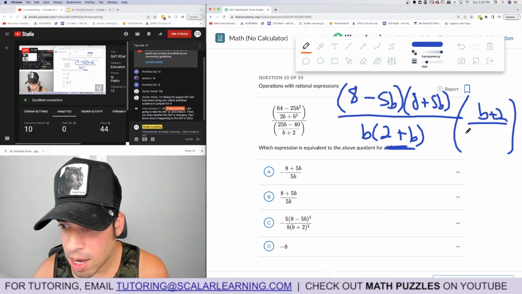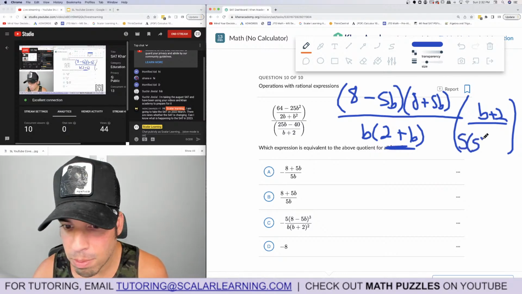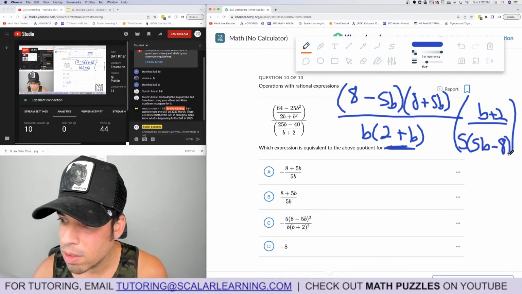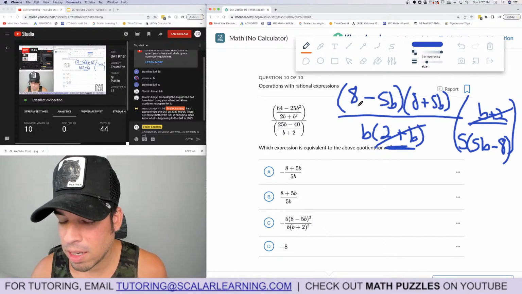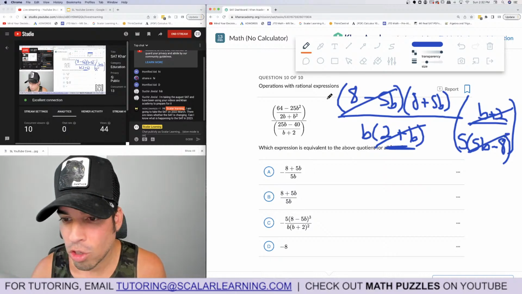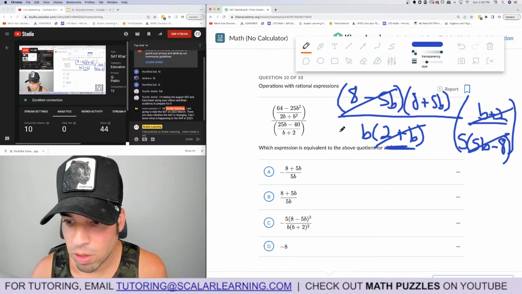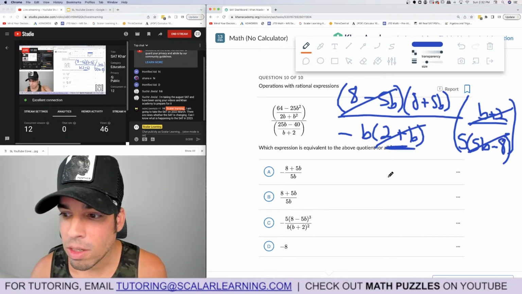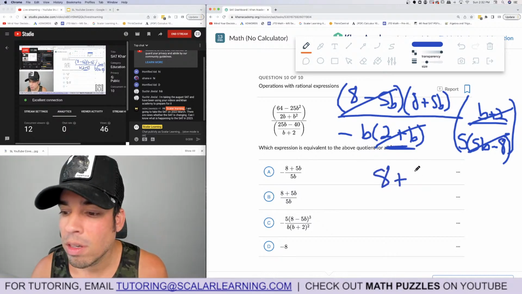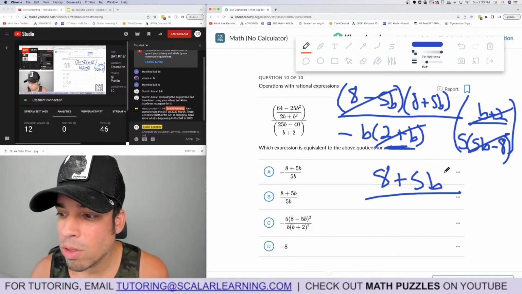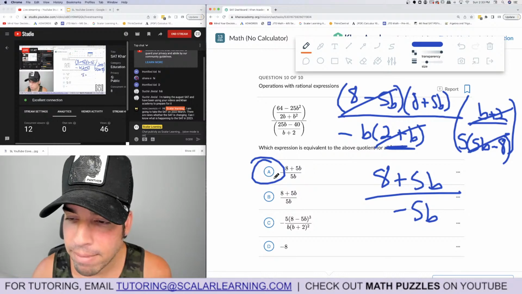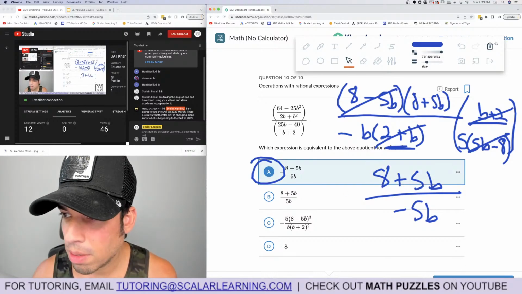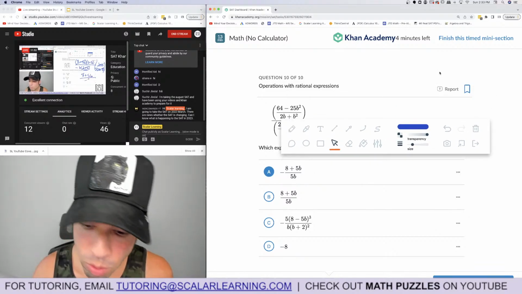And this we can factor out a 5. And then we've got 5b minus 8, right? Okay. And then this cancels. 5b minus 8 and 8 minus 5b actually cancel, but they turn into a negative 1. So I'll just throw a negative here, I guess. And then we end with 8 plus 5b over negative 5b. It's this one. It's A. Yeah, because that negative just stays out there. It's the same thing. 4 minutes, and that's it.